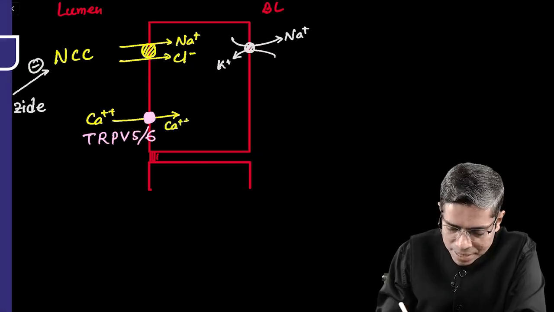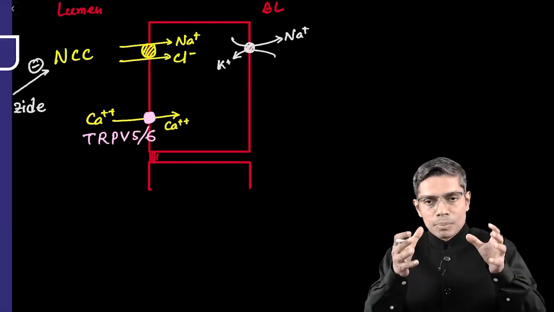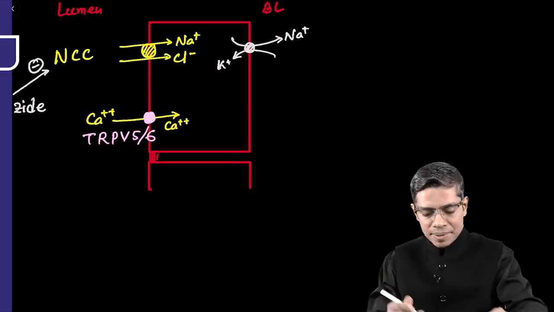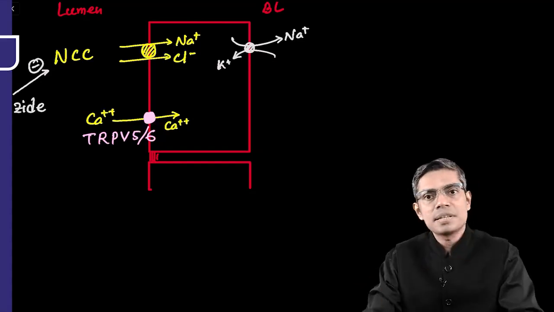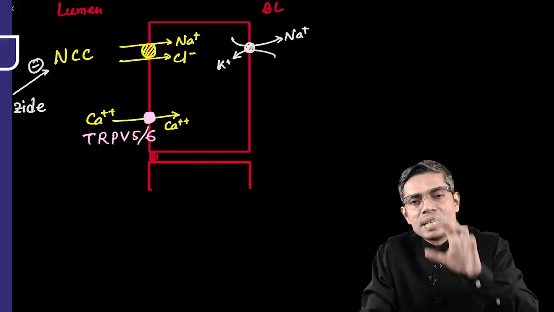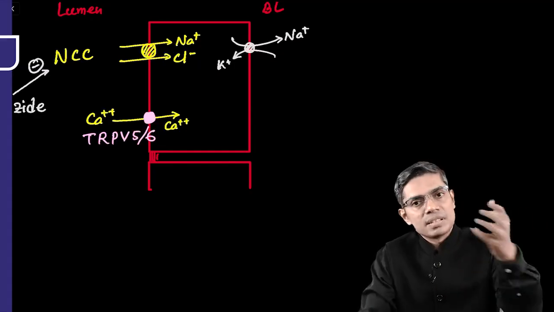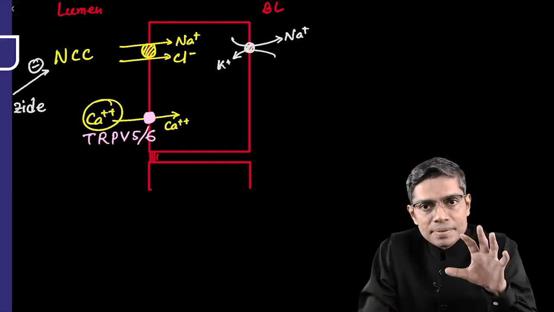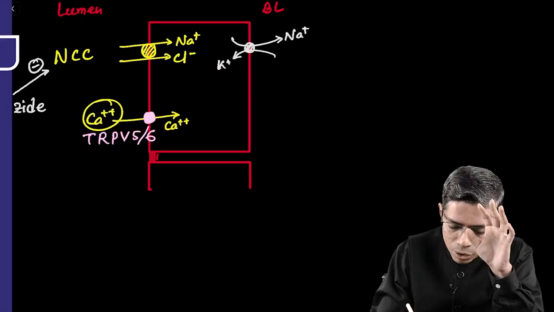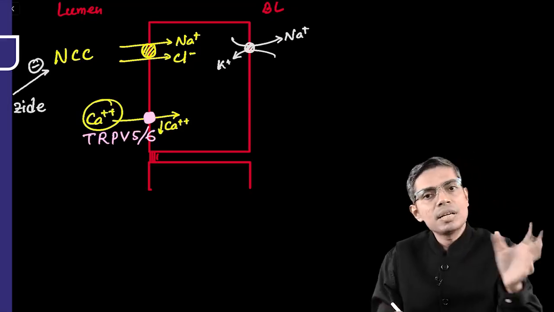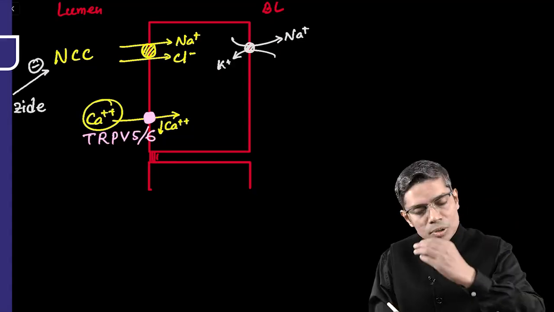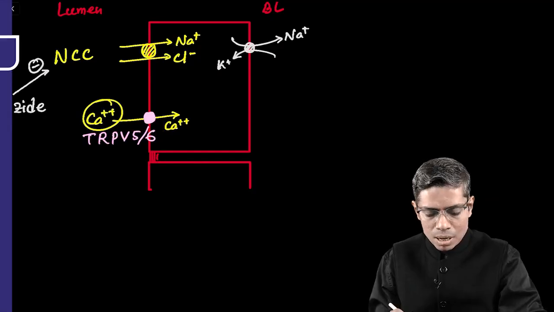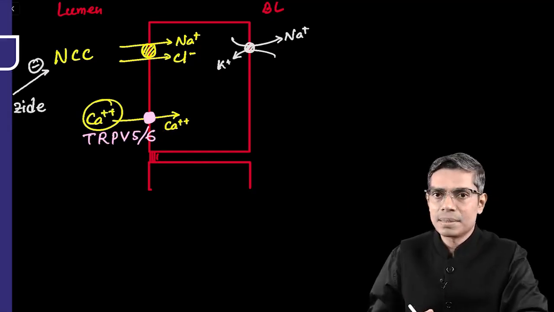But if the calcium is becoming more and more inside the cell, so you are absorbing more and more calcium, intracellular calcium will go on rising. If the intracellular calcium is very high, this will prevent further reabsorption of calcium from this lumen. So always I have to keep intracellular calcium lower. Then and then only more calcium is going to reabsorb from lumen to cell. How can you keep intracellular calcium lower?